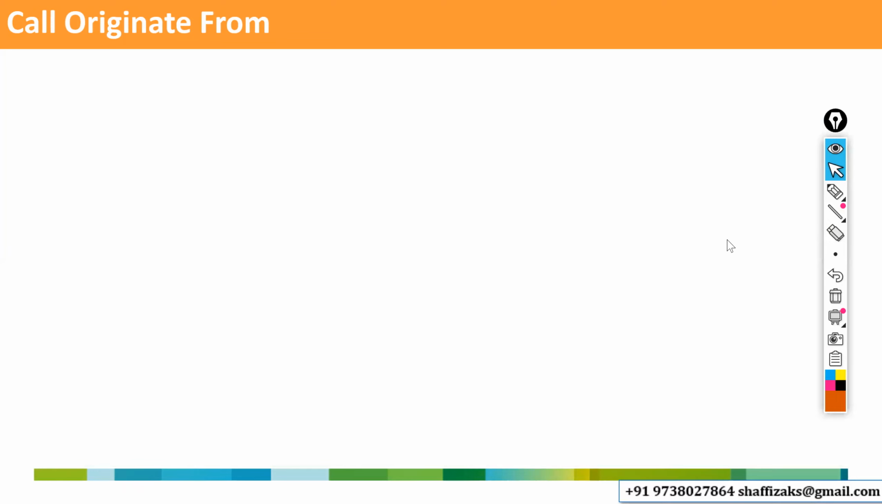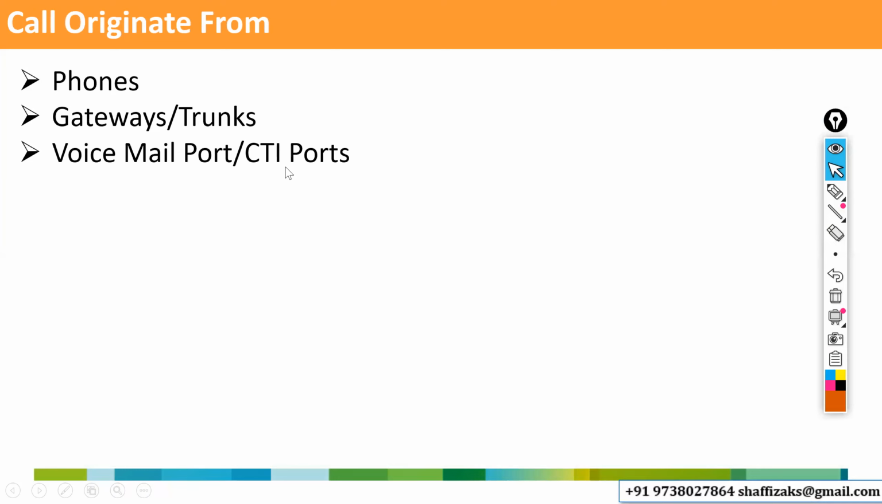Next, where does the call originate from? Primarily, the call originates from the IP phone. When you dial the number, the call reaches the Call Manager. From the Call Manager, one more call leg is represented, and that is also a call origination. That's what we are discussing: in what components the call originates. Phones, obviously. Gateways and trunks. Voicemail port or CTI port.